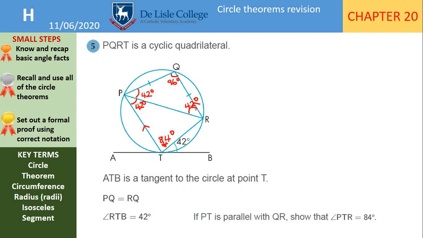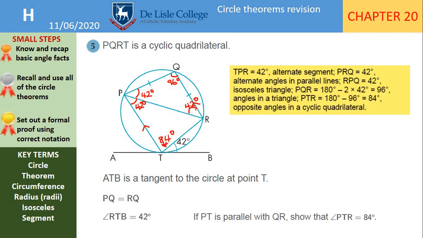Let's see how they've formally written it out. So TPR equals 42. So yes, I've labelled that here. Now if this was an exam question, they would give you the mark if this was what they wanted here. You wouldn't need to formally write it out. They would label it and mark it as you've done on the diagram. But they might have wanted the reason. This question didn't ask for the reasons, but sometimes they do in an exam question.